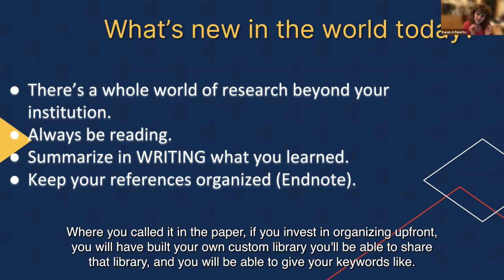If you invest in organizing up front, you will have built your own custom library. You'll be able to share that library, and you will be able to give it keywords like, annotation for biomedical data. And then you'll get the list. All right, here's all the things that match what you said. It's this paper, and it makes your life so much easier. So that's the first thing I make my students do.